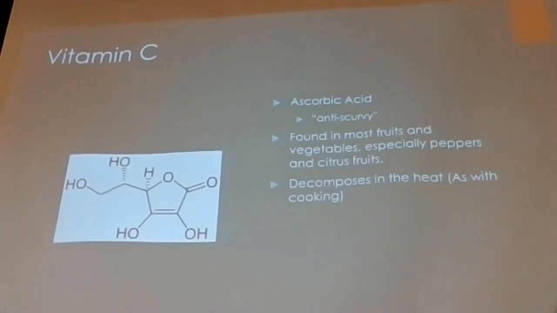Okay, so it is natural, but it isn't natural in everything. So when we add it to a cooked thing afterwards, that's considered artificial, and it is necessary. So this is ascorbic acid.